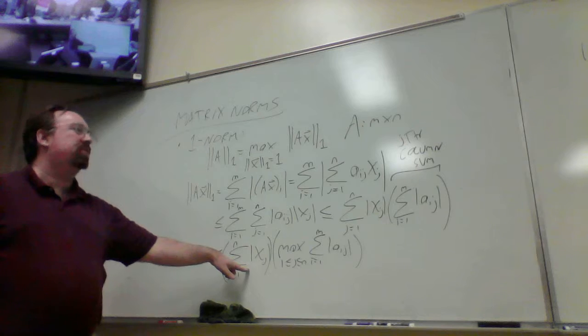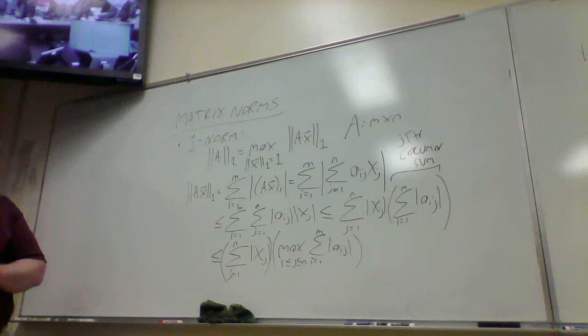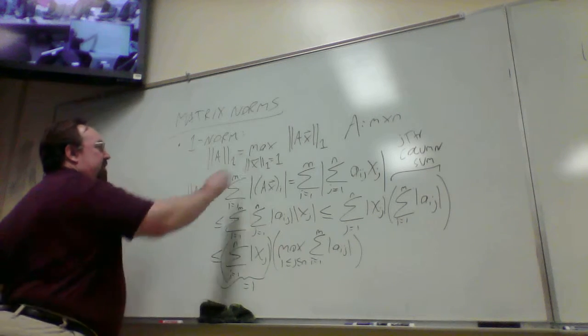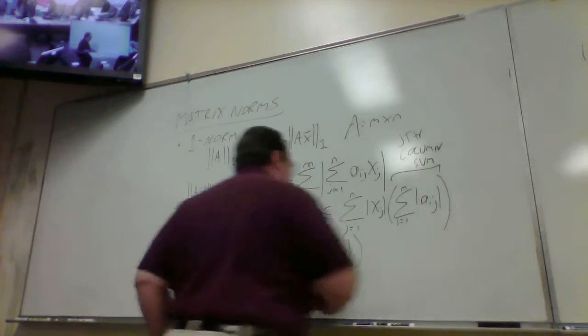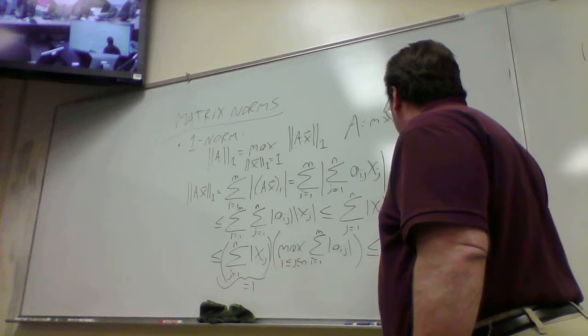And what is this equal to in this case? What's the sum of the absolute values of a vector? The one norm, but what is the one norm of x here? Because we're taking this maximum. Oh, it's one, yeah, it's 1. If this whole thing is equal to 1, since we're only considering unit vectors in the 1 norm sense. So, the 1 norm of A times X is less than or equal to the maximum column sum.